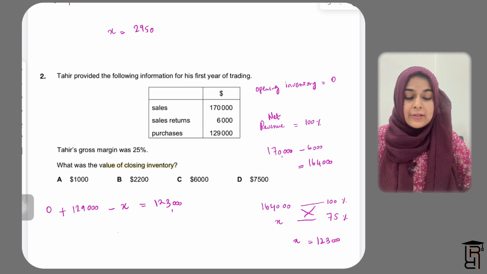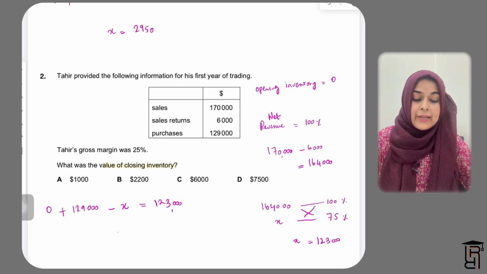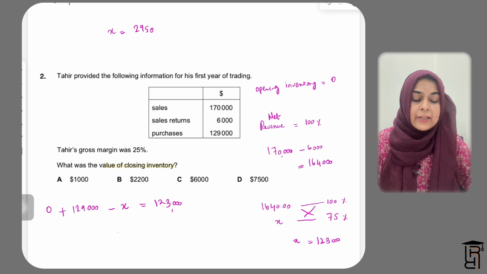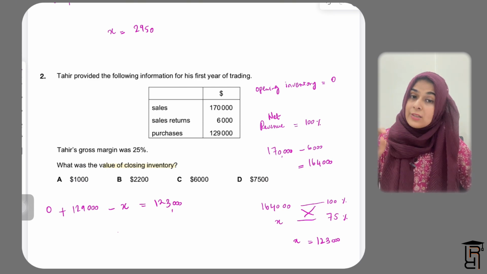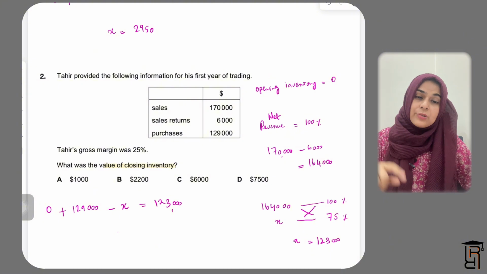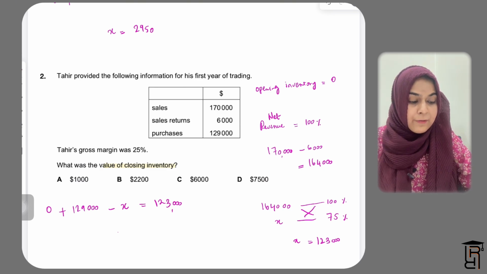The next question says a trader provided the following information. They've given you revenue, that is another name for sales. They have given you inventory at the start of the year, opening inventory. They have given you inventory at the end of the year, that is your closing inventory. Now they have given you markup, and markup here is 25%. And I told you guys, whenever markup is given, my cost of sales is going to be 100%. So in this case, cost of sales is 100, my gross profit is 25.